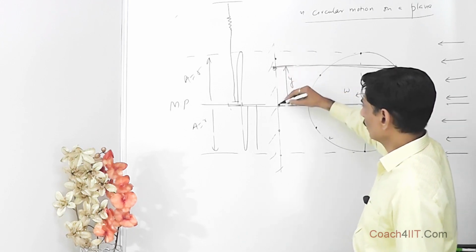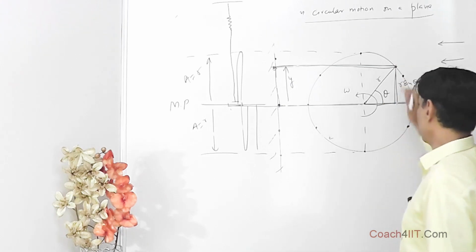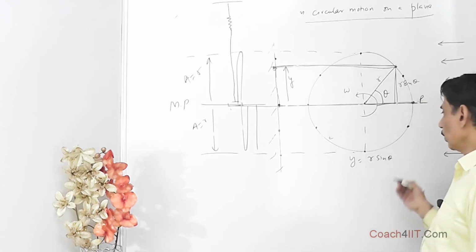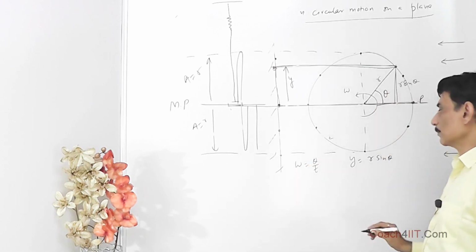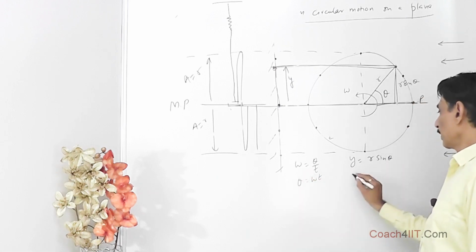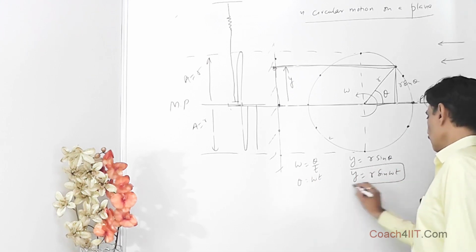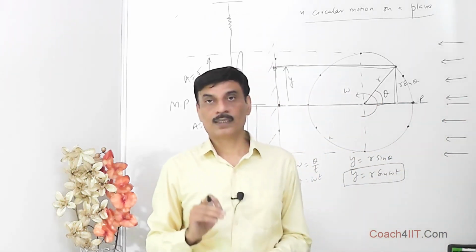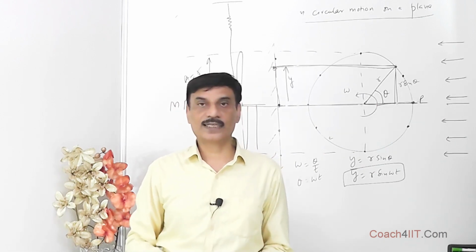The shadow is here. What is the displacement of this shadow from the mean position? So this is y. And what is y? y is equal to R sin theta. Now we also know that angular velocity is equal to theta by t, so many radians per second. So theta comes out to be omega t. We can put it over here. So y is equal to R sin omega t. So displacement is represented by a simple harmonic function, that is the sine function. So y is equal to R sin omega t.